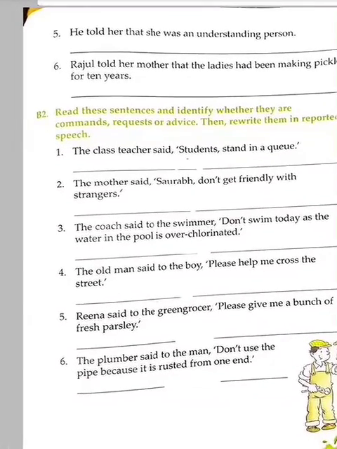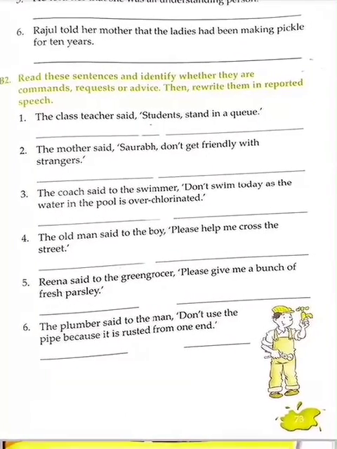Number 5, he told that she was an understanding person. So if we change it to direct speech, it will be he said to her, comma, inverted comma, you are an understanding person, close the inverted comma. Number 6, Rajul told her mother that the ladies had been making pickle for 10 years. The answer will be, or direct speech will be, Rajul said to her mother, comma, then inverted comma, the ladies have been making pickle for 10 years, close the inverted comma.